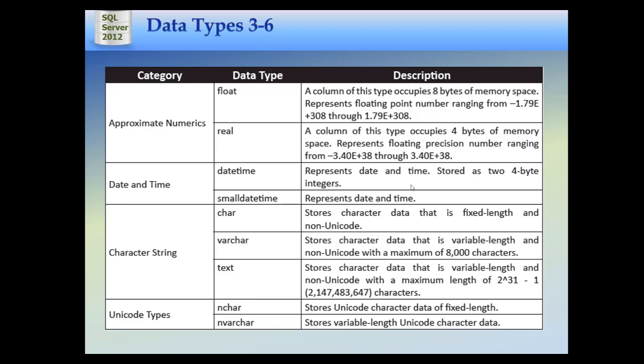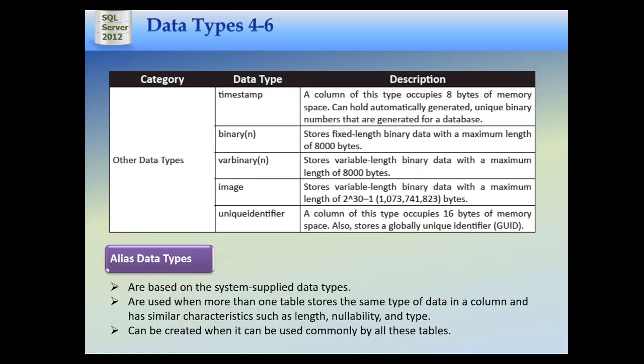Unicode types basically store Unicode character data of fixed length, and nvarchar basically stores variable length Unicode character data. Then finally, we have the other data types, and we have timestamp. Timestamp is a column which occupies 8 bytes of memory. This is generated by the computer, and we use this for when a receipt is printed in the supermarket or a transaction in the ATM, something which basically happens at a given instance in time. That is what you're calling the timestamp.